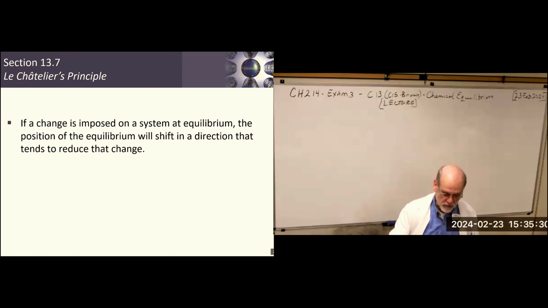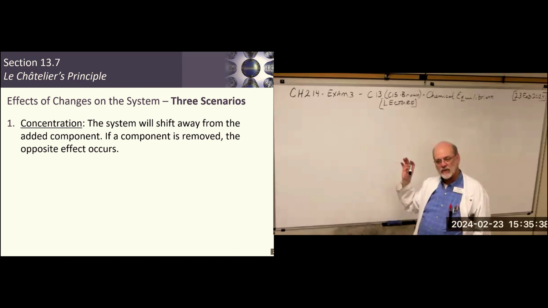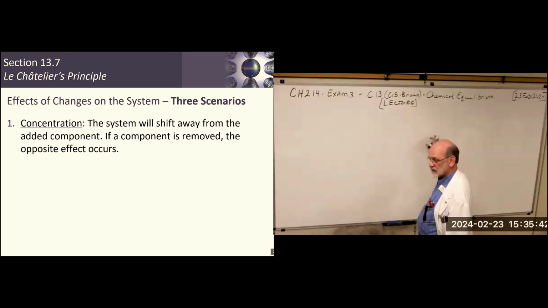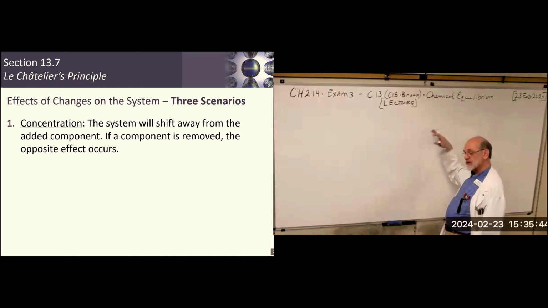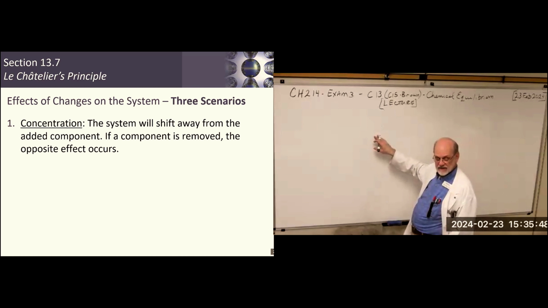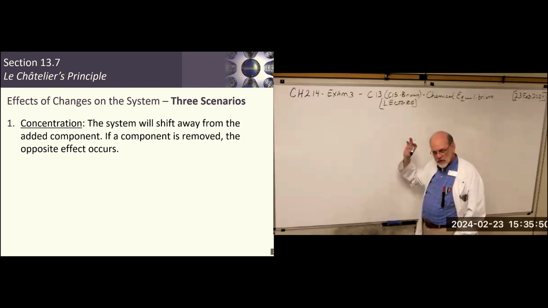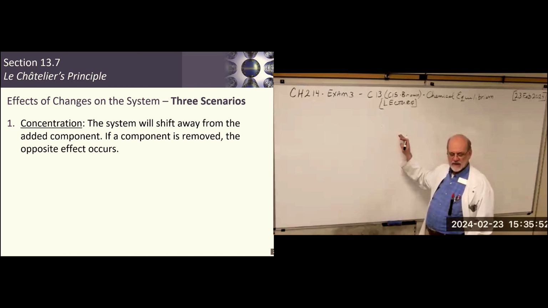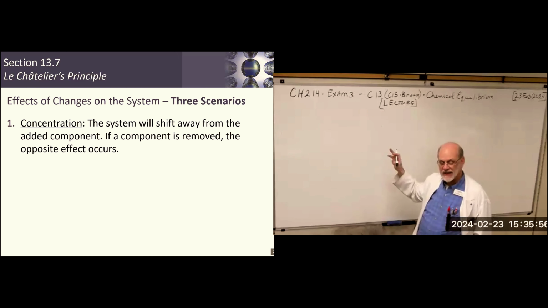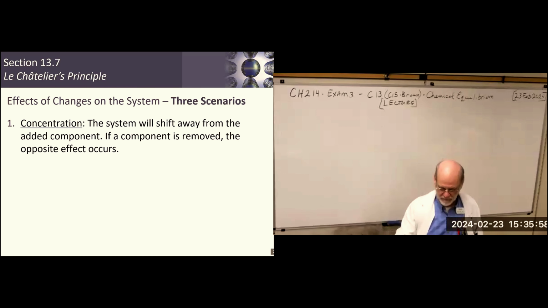So the system's going to shift away from the added component. If we have A, B, you'll see D, and we add A, it's going to shift towards C and D, and it's going to use up some B to get there. So we shift the position of the equilibrium, but we still don't shift the K. The only way you shift the K is change the temperature.